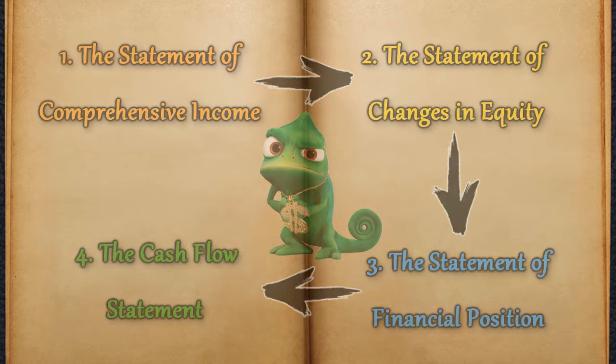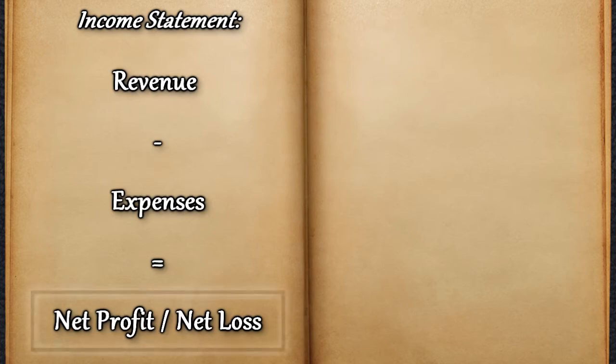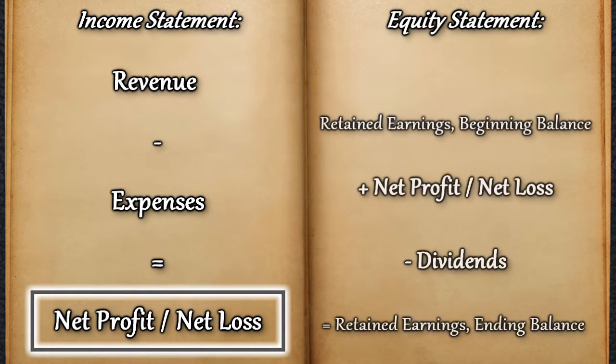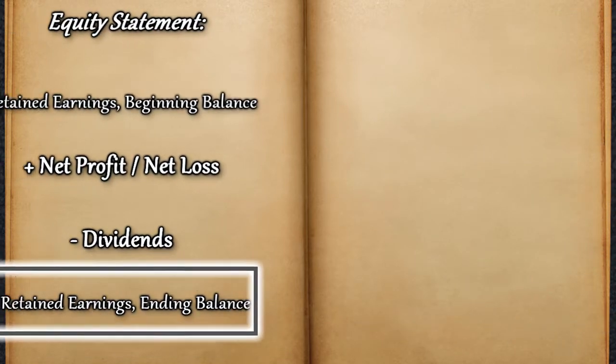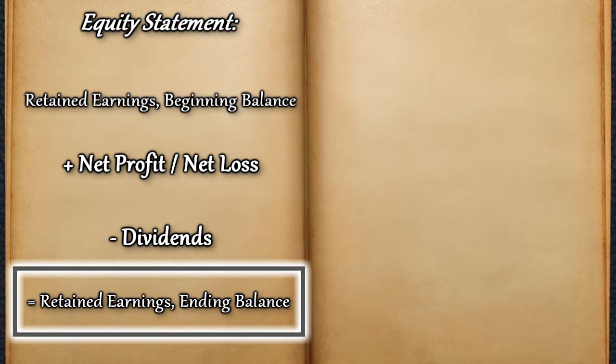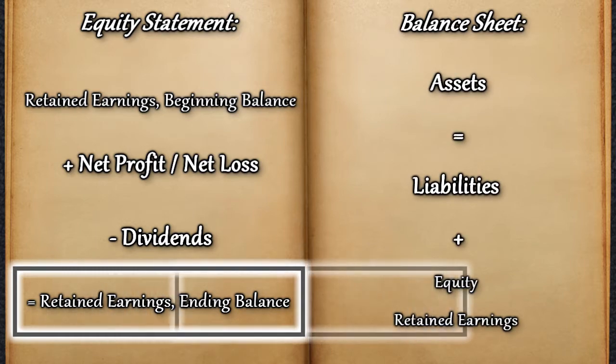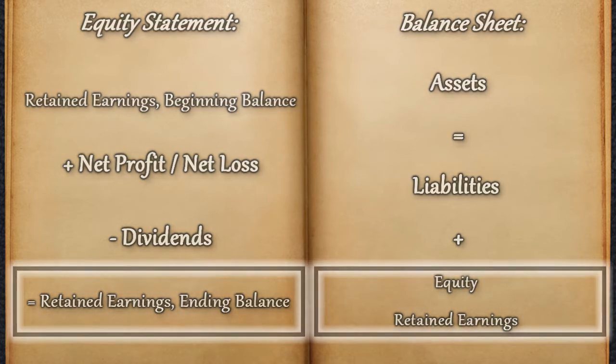And here is why. Firstly, the net profit calculated from the income statement is then used in the add profit step in the changes of equity statement. Secondly, the retained earnings ending balance figure from the equity statement will then be used in the statement of financial position under equity retained earnings.